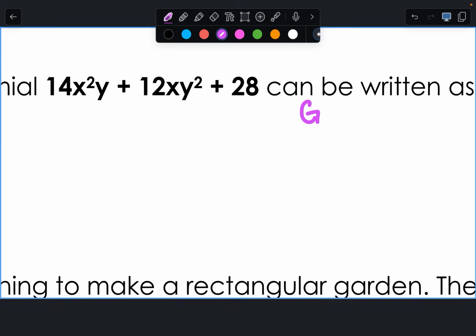So, greatest common factor. Now, do they have any variables in common? No. X and Y, two of them do, but not all of them, so no. They would all have to have them in common. So you can only factor out a 2.